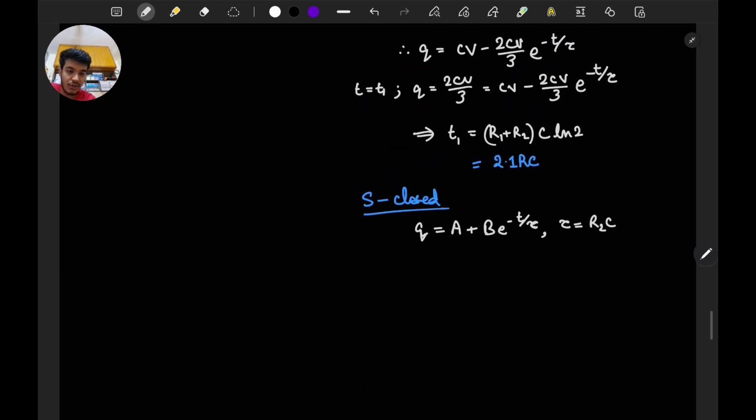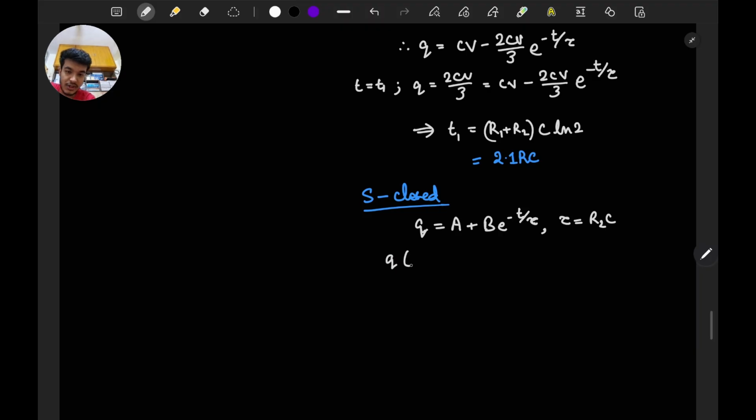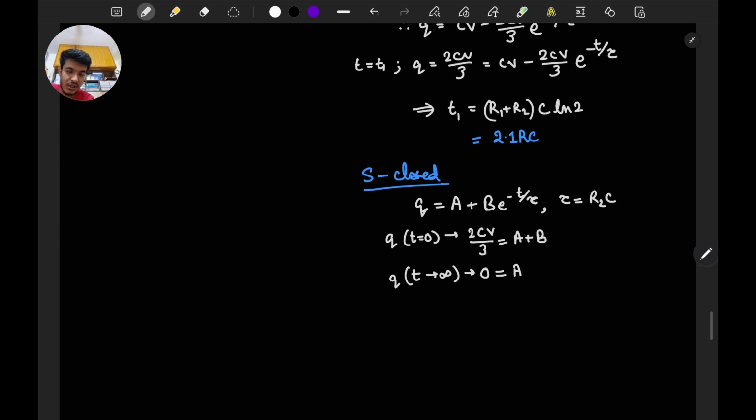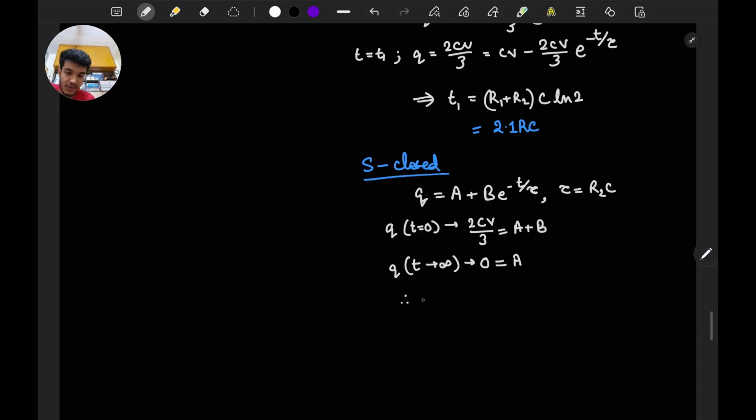So what we can say here is Q at t equal to 0 is 2CV by 3, which is equal to A plus B, and Q at t equal to infinity should have been 0, which is equal to A, right? So now we have the equation, which is 2CV by 3 e power minus t by tau, and Q at t equal to T2 should be CV by 3, which is again 2CV by 3 e power minus t by tau.